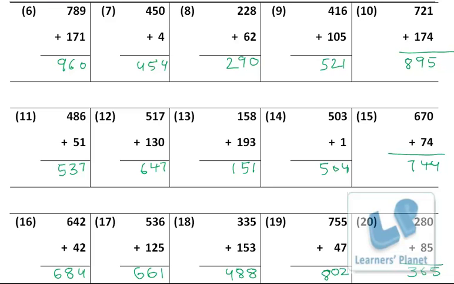Now I have written down all the answers. So match your answers with mine. The first one's answer is 960. Say whether it is correct or incorrect. Okay, if it is correct, just give yourself 1 mark. If it is not correct, then just cross it. Then second, 454. Third, 290. Fourth, 521. Fifth, 895. Next, 537. Just match it.